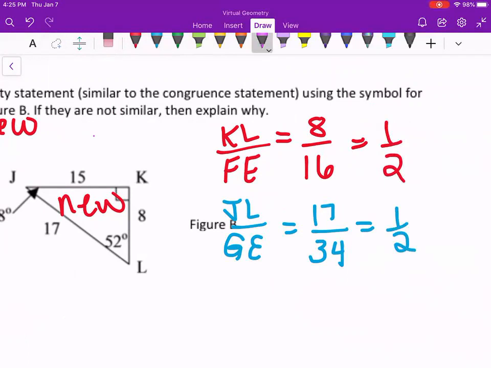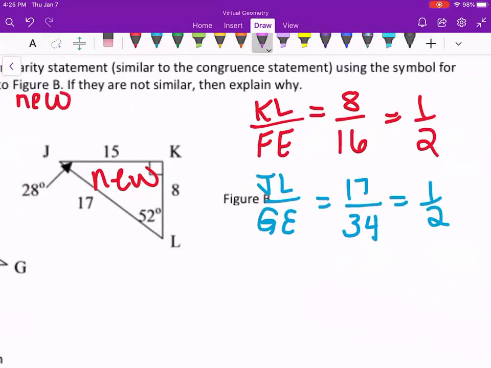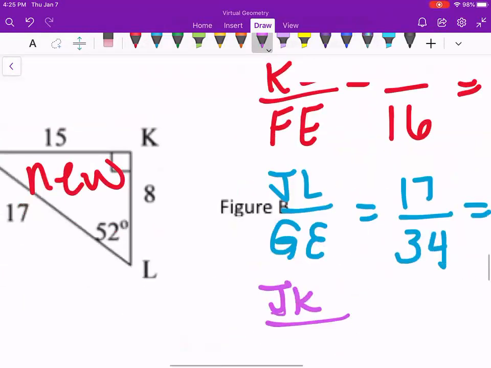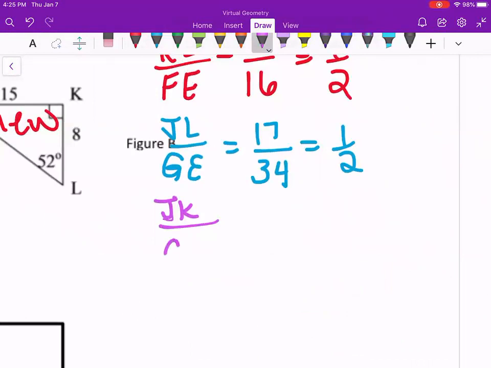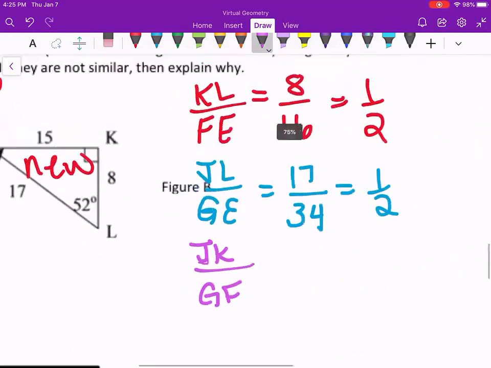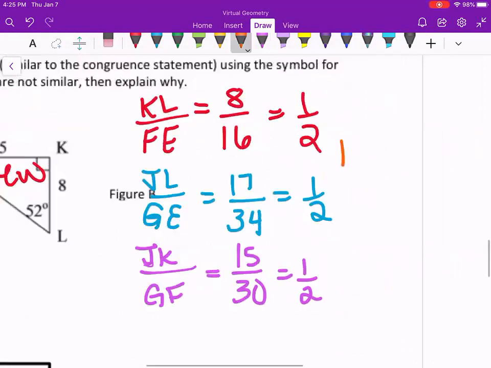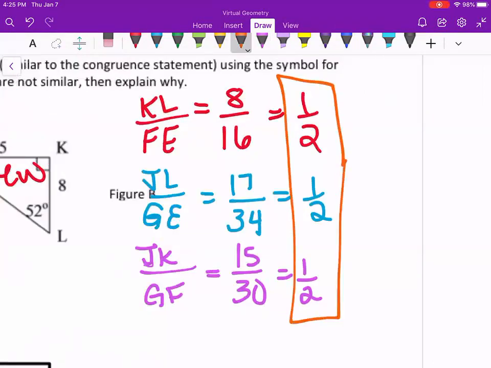And then our last one, JK. Whoops, that's a little small. I'll make it a little bit bigger. JK over GF, which is 15 over 30 for another 1/2. And again, that's what you want to happen. So that 1/2 is your scale factor.